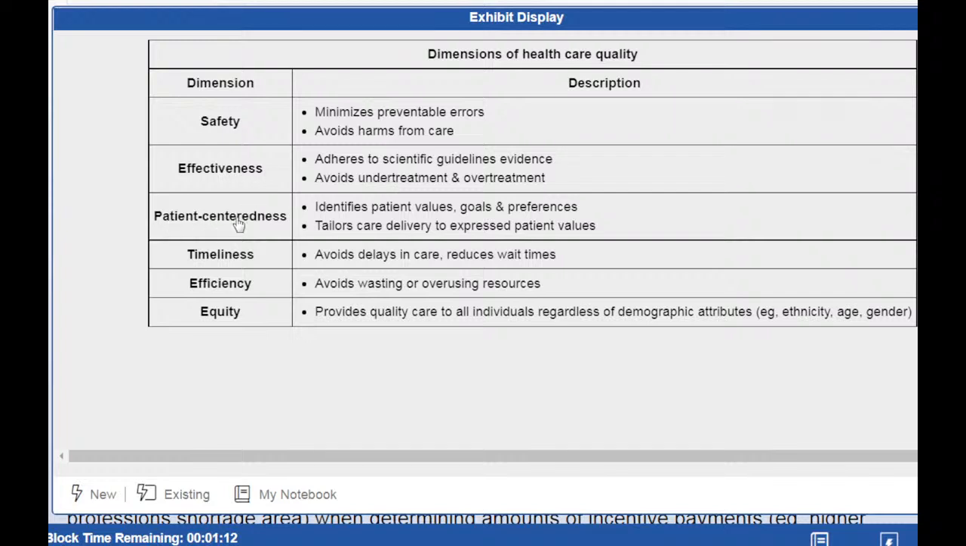Effectiveness, patient-centeredness: identifies patients' values, goals, and preferences.